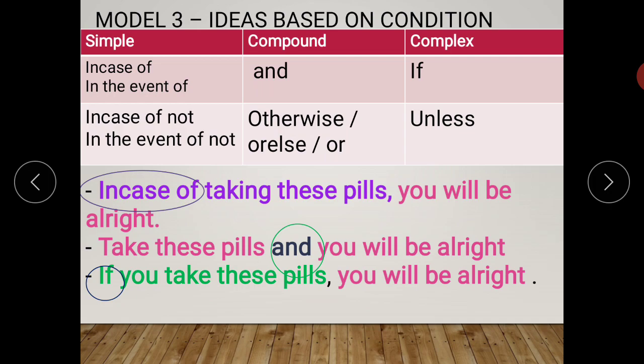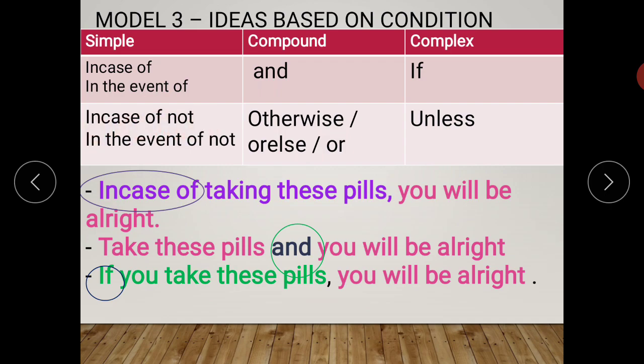Under simple, in the positive sentence, I've given two tables, one for positive and one for negative. In case of, in the event of. And what is the compound conjunction? It is and. What is the complex conjunction? It is if. These are the clue words for the ideas based on condition.